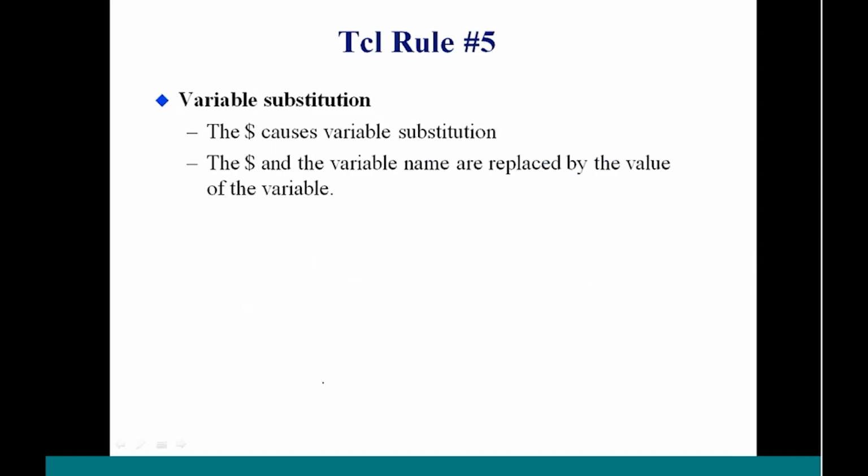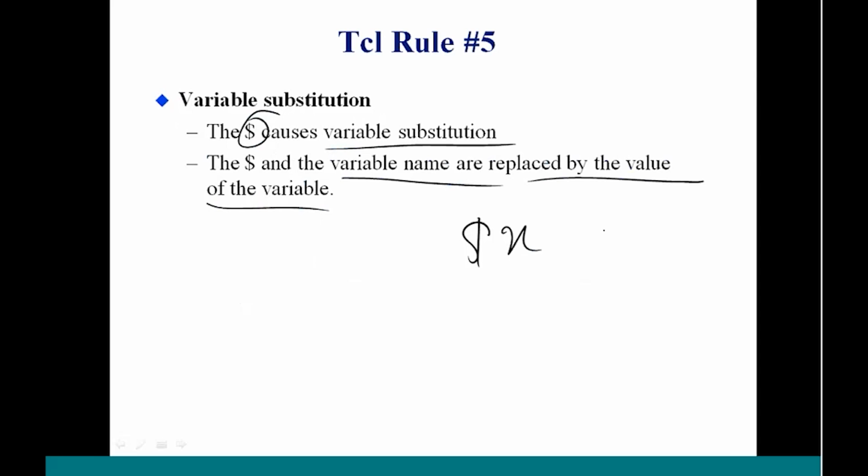Now the rule number 5 is the variable substitution. We saw this also in the first lecture or the second lecture actually. The dollar causes the variable substitution, and here the dollar and the variable name are replaced by the value of the variable. So whenever you say $x, it finds the value of this x, and then it replaces $x with the actual value.